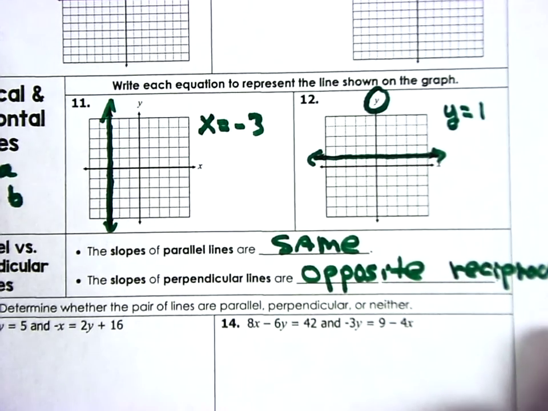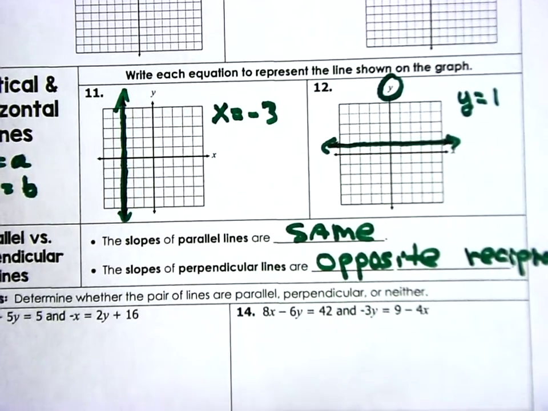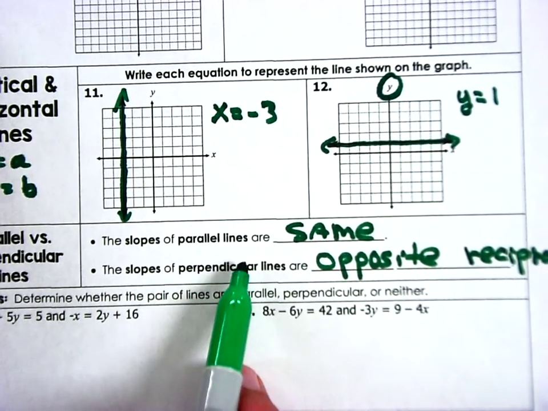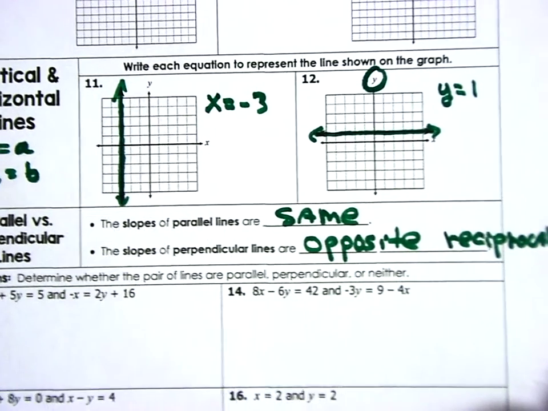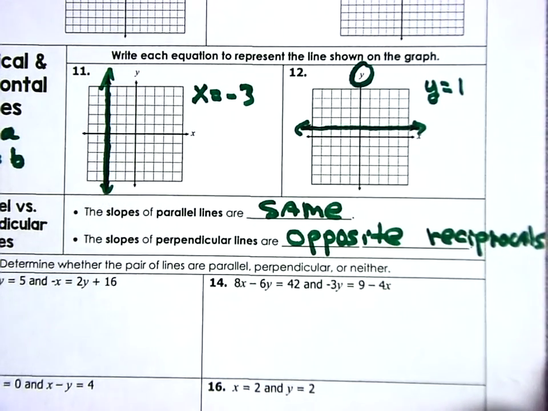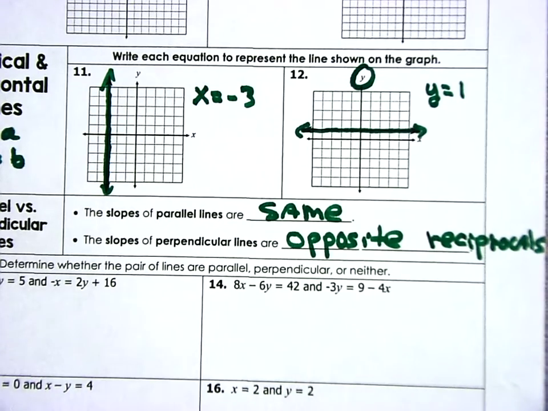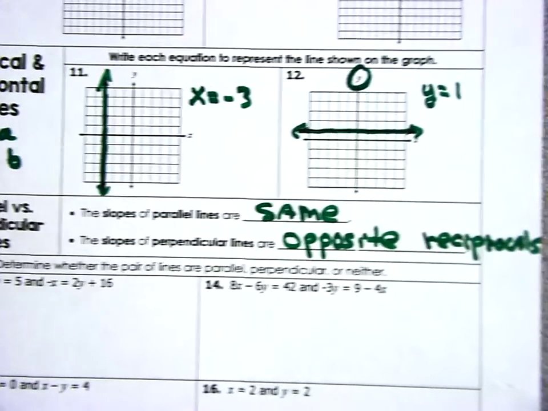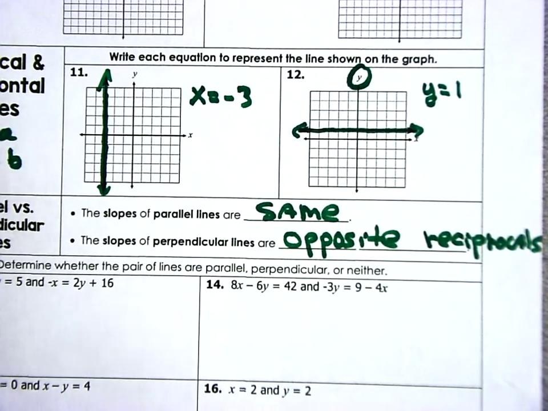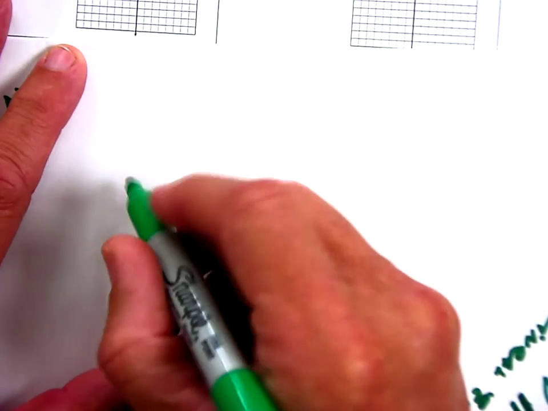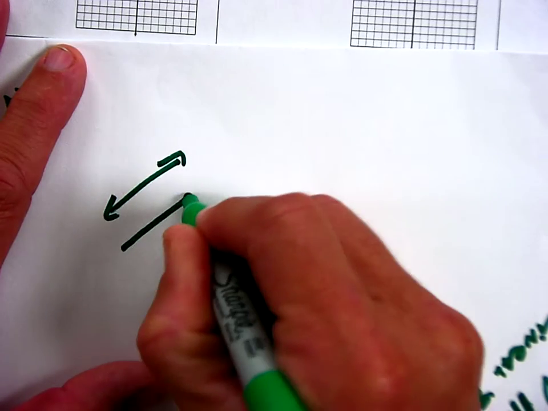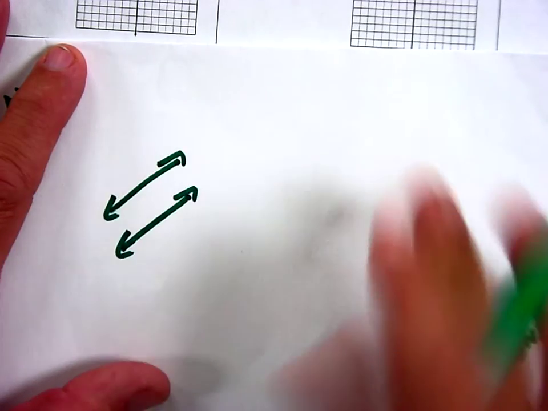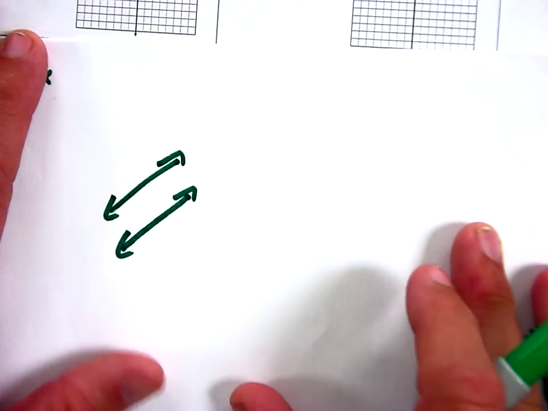All right, another thing that you've probably heard many, many times, the slopes of parallel lines are the same. Okay, the slopes of parallel lines are the same. And then finally, the slopes of perpendicular lines are opposite reciprocals. All right, and you guys know what parallel lines are, right? Here, parallel lines, I'm going to try to draw as neat as I can. That's two lines that are in the same plane and they never intersect. So there you go, there's my best example of parallel.